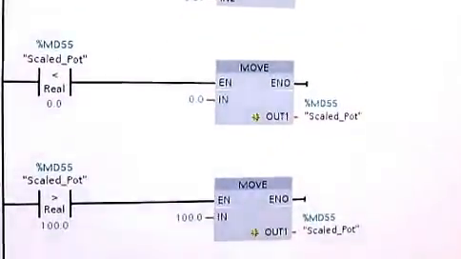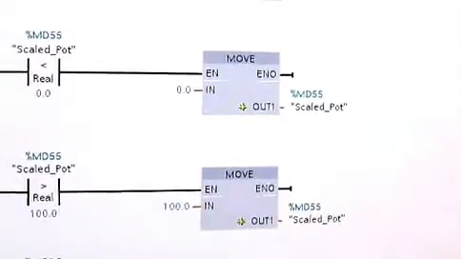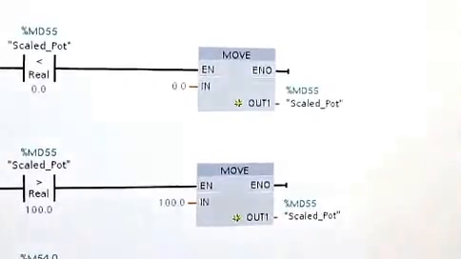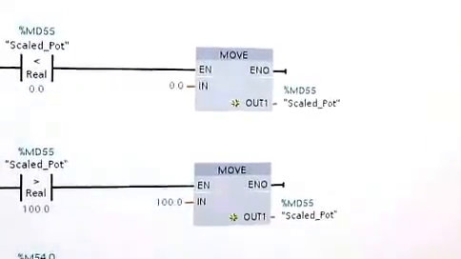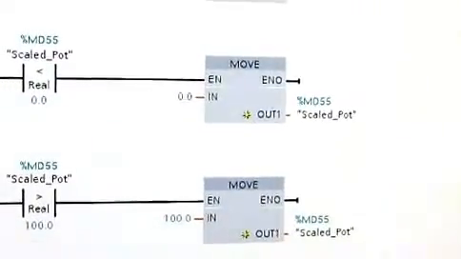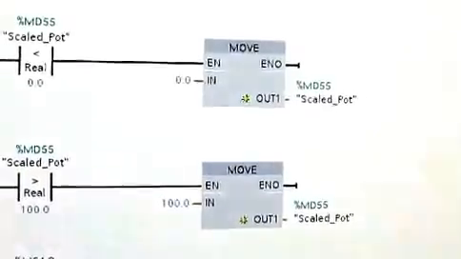Then we have some cleanup right here, because potentiometers are not always that accurate. Sometimes, after scaling, you might get below 0 or above 100. And this logic here makes sure that nothing does that, so it will always be between 0 and 100.